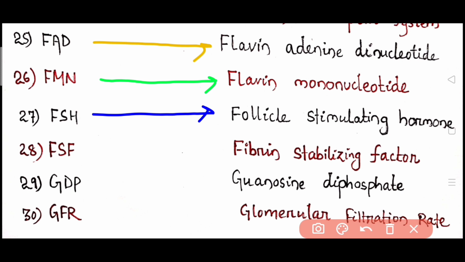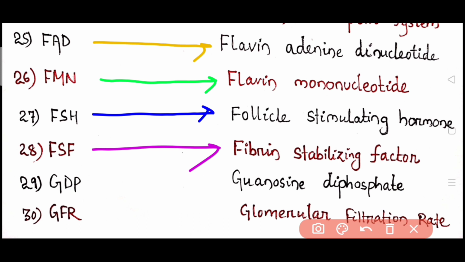Then FSF. The full form of FSF is fibrin stabilizing factor. It is also known as factor 13 or factor XIII. This factor is a zymogen found from the blood of humans and some other animals. It is a key clotting factor in the coagulation cascade known for stabilizing the formation of a blood clot.